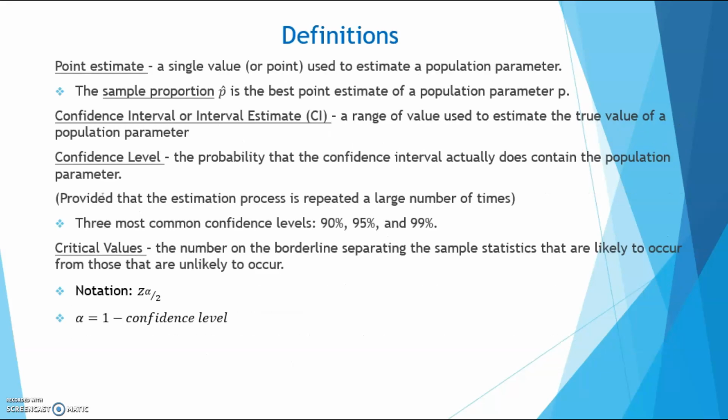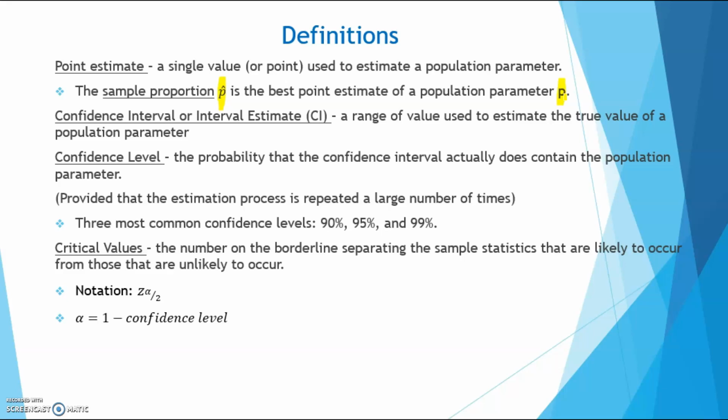Okay, so some definitions that you will need for Chapter 8. A point estimate is a single value or a point used to estimate a population parameter. So when we're trying to find a proportion, then the sample proportion, which is p hat, right here, is the best point to use to estimate the population parameter p. That's going to be important here in a minute.